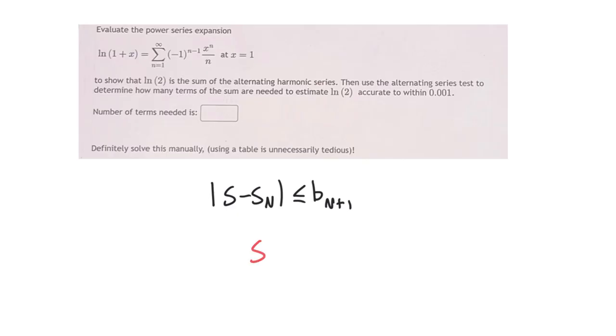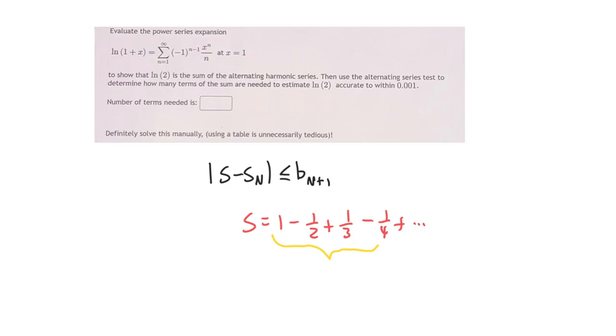Imagine your sum was 1 minus 1/2 plus 1/3 minus 1/4, and so on, and you decided to just stop after these 4 terms. What that means is that capital N equals 4. So this is the first 4 terms right here.